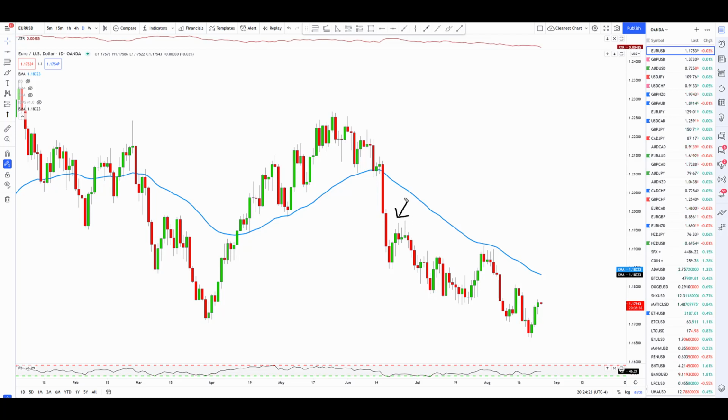If price is trading below the moving average, then we're going to consider that to be in a downtrend. If price is trading above the moving average, we're going to consider that to be in an uptrend. And the reason we're doing this is to have that objective rule for trend.